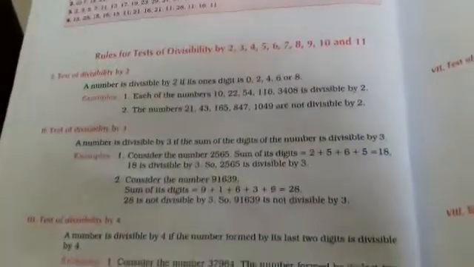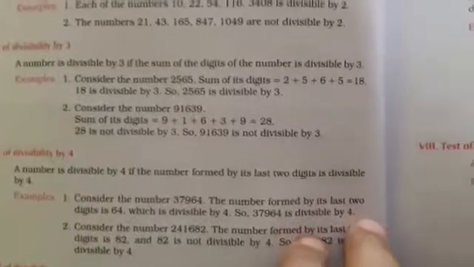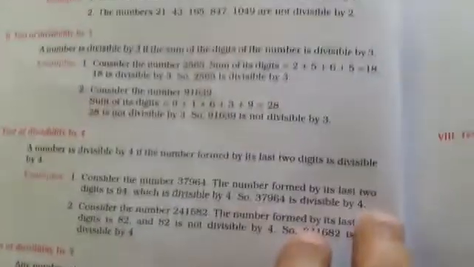Next we will see test of divisibility by 3. A number is divisible by 3 if the sum of the digits of the number is divisible by 3. Or we can say if the sum of all the digits of a number is completely divisible by 3, then the whole number will be divisible by 3.